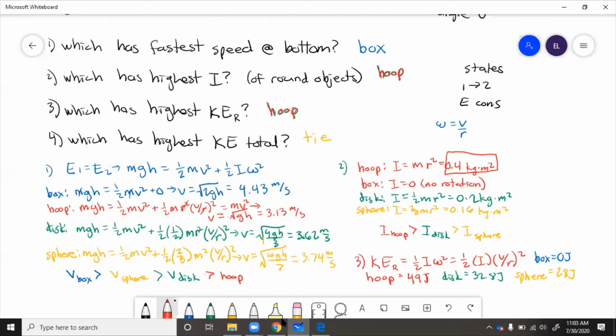Now, which has the highest total kinetic energy? It's going to be a tie, because the energy at the beginning equals the energy at the end. So if they all started out with the same energy, they all end with the same energy. Potential converts to kinetic, which is different types of kinetic.